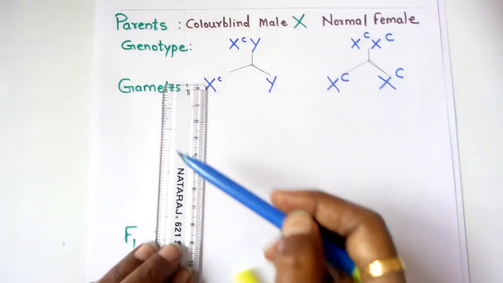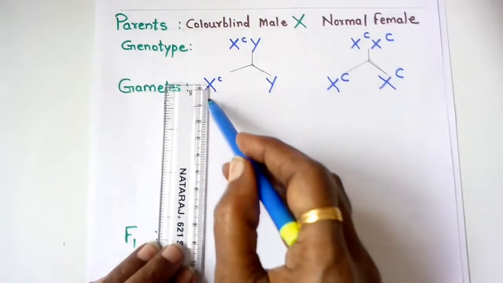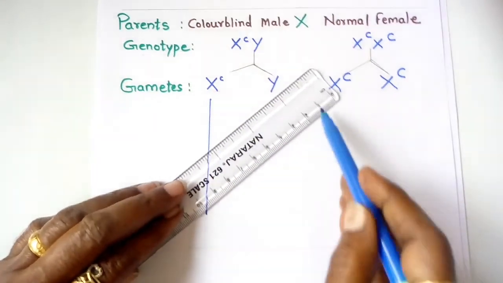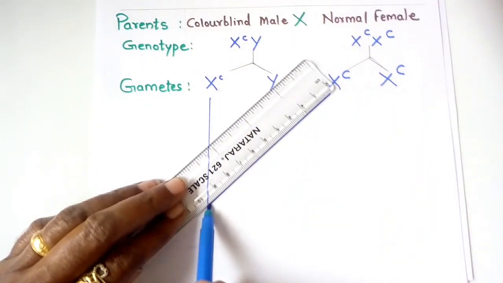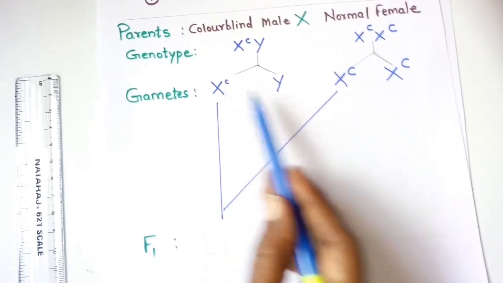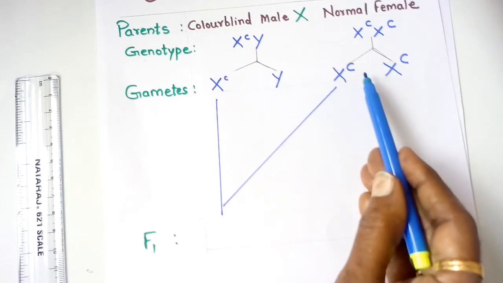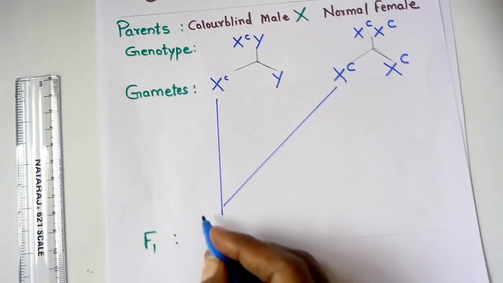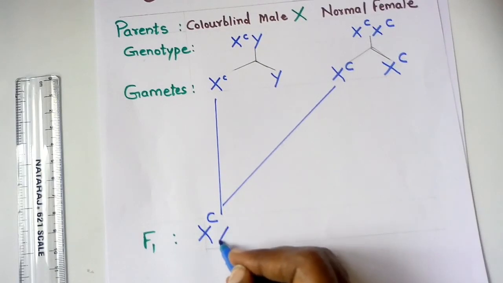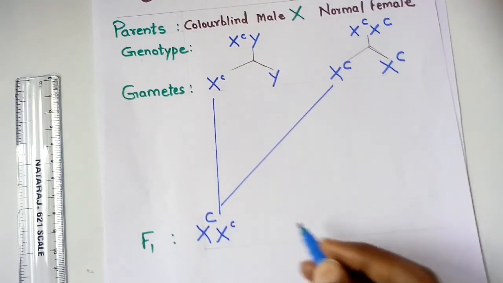This is one of the male gametes. This we are crossing with the female gamete. So this is X and small c, and this is X and capital C. So first we'll write the capital one. This is capital and this is small one.